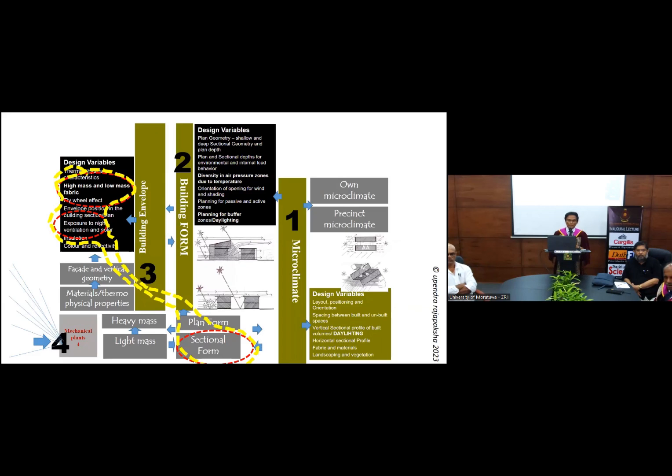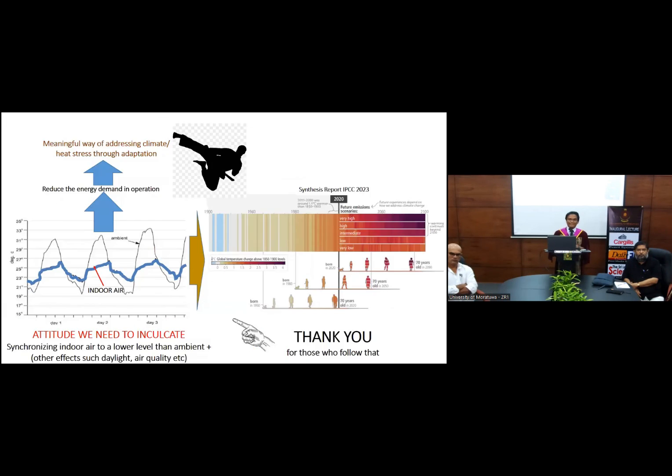So this is only about three things that I discussed: thermal mass, light ventilation, and then sectional flow. But there are plenty of other opportunities, as shown in this. So it's not time to explain that, because I may need another hour to explain that.